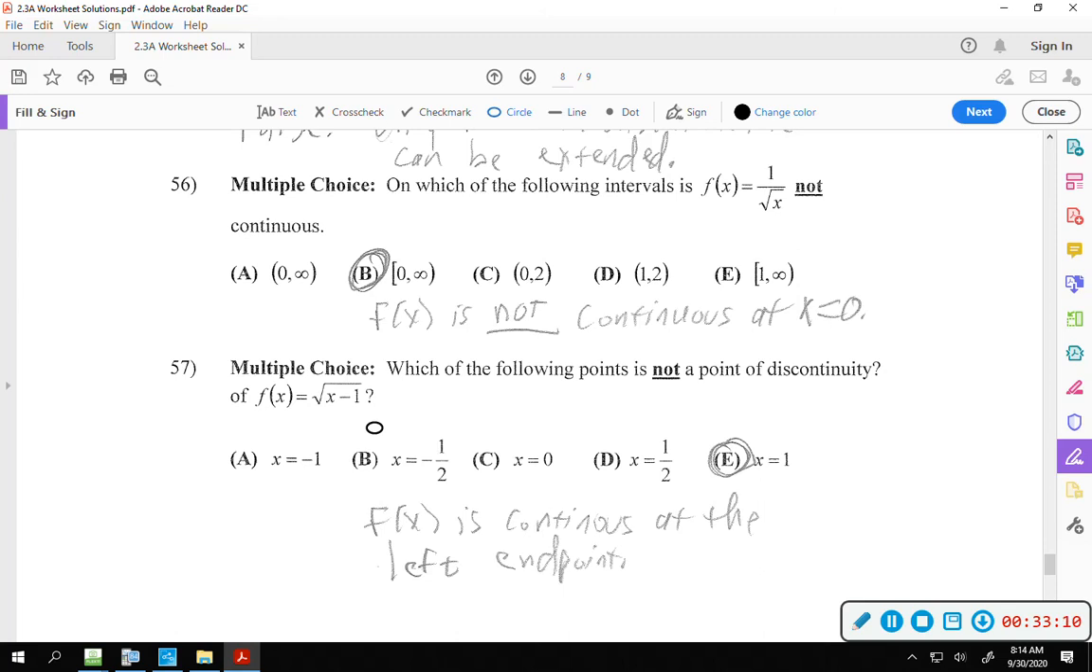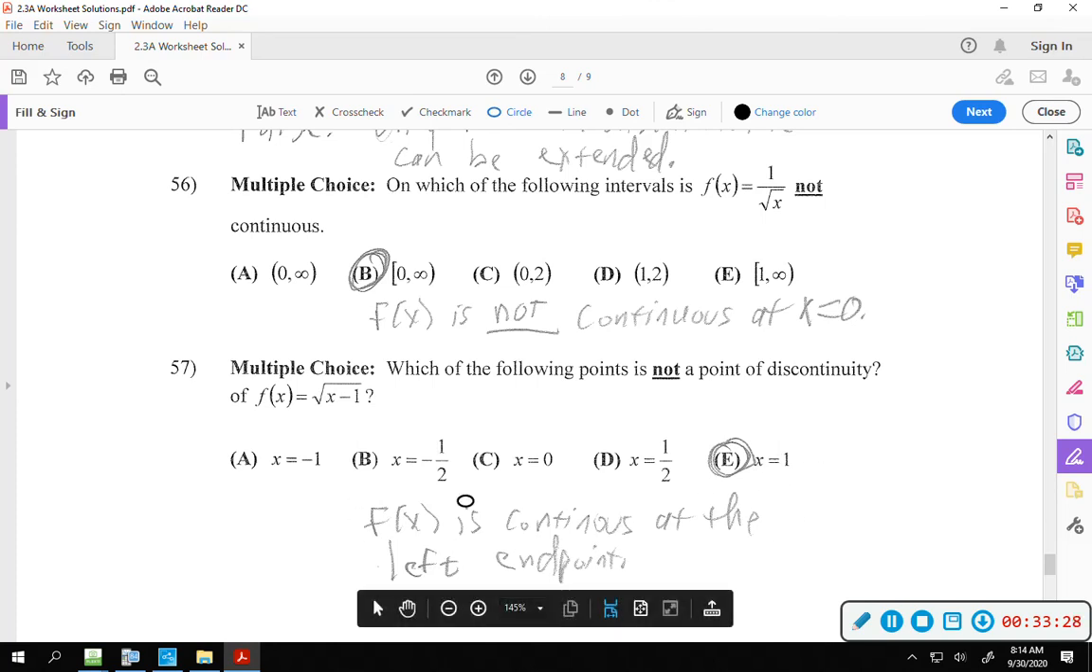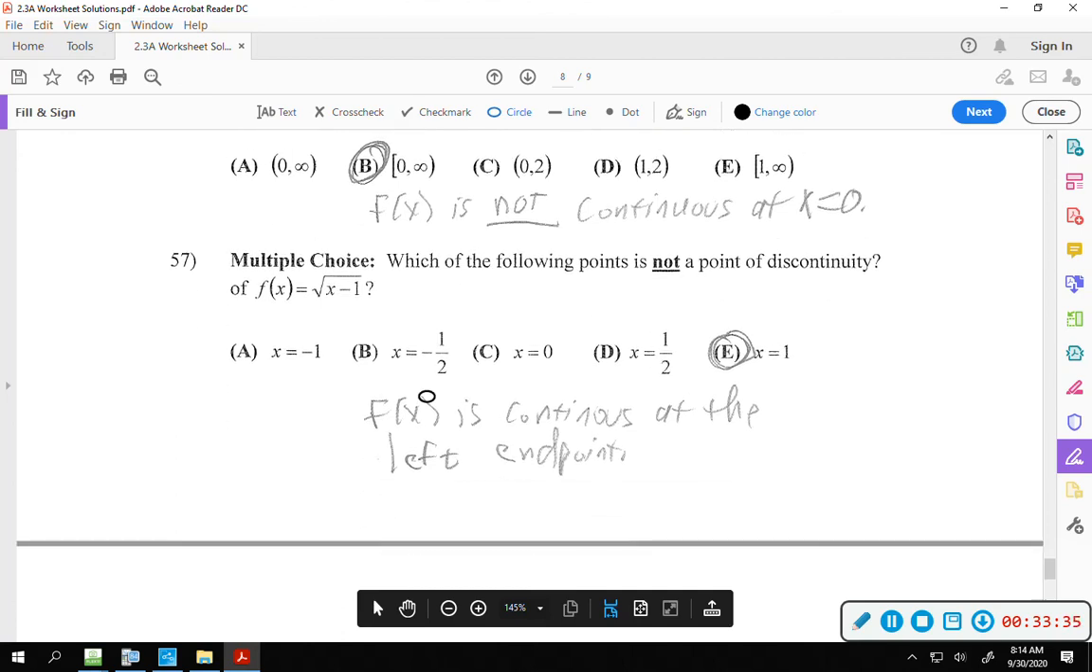The domain in this function is x is greater than or equal to 1. And if I plug 1 in, I get 0 out. The right-hand limit equals the value of the function, and it's the endpoint of the domain. Therefore, this function is continuous at x equals 1 because it meets the criteria for being continuous at the endpoint of a domain. Very technical questions, 56 and 57. Great questions.